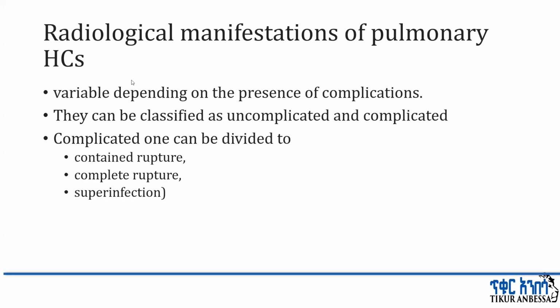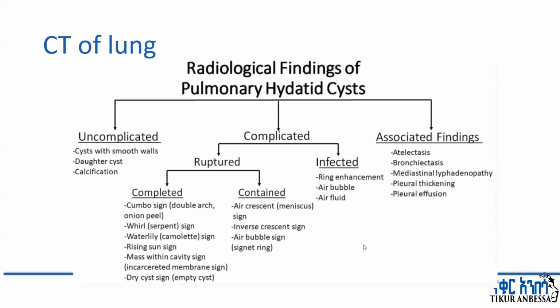So the radiological manifestation of pulmonary hydatid is variable depending on the presence of complications. If there are no complications, there are no symptoms, and there are no complications you can see on the CT or chest X-ray. They can be classified as uncomplicated and complicated. Complicated ones can be divided into contained, complete rupture, and superinfection. These are depicted clearly here.